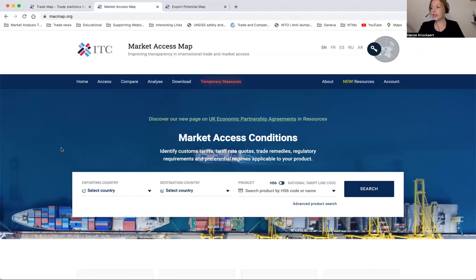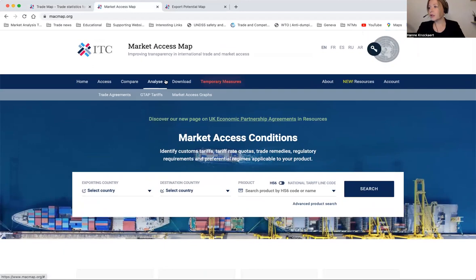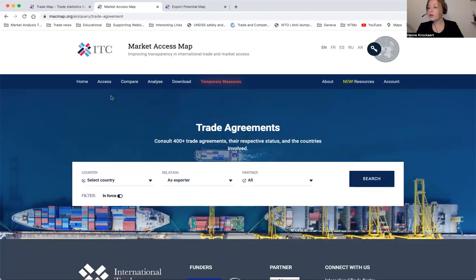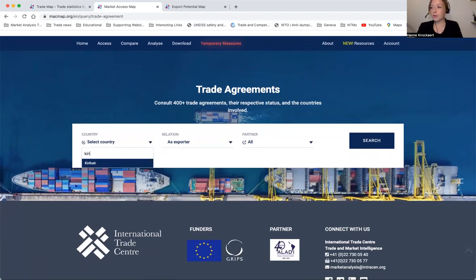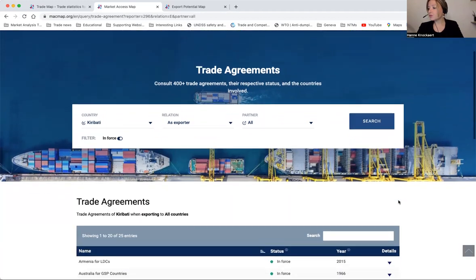Okay, let me just quickly look into this because it's just supposed to be here. So this is our third tool. It's about the tariffs, the trade agreements, non-tariff measures. I want to look at the trade agreements here. So we have some different modules. The Analyze module shows you the trade agreements. Select the country. So let's say Kiribati for this example. As an exporter, I want to look at the in-force trade agreements and I search.